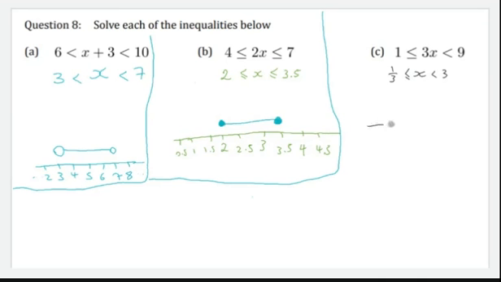And then again, similar kind of thing. Let's see, a third, 2/3, 1, 1 1/3, 1 2/3, 2, 2 1/3, 2 2/3, 3, 3 1/3. Got 0 here and then minus a third.